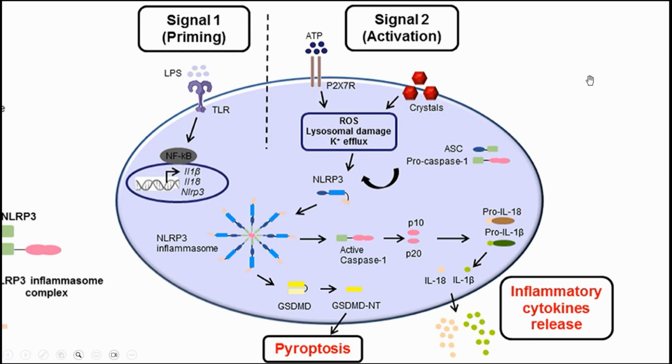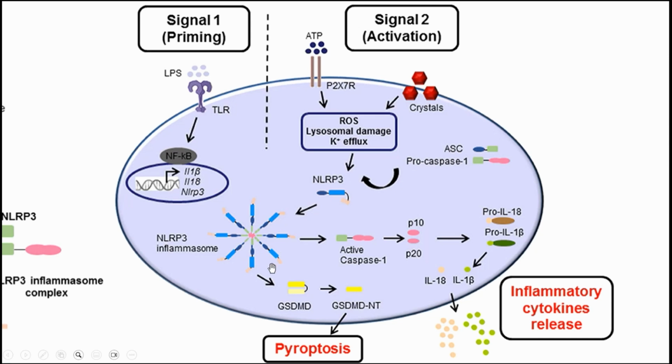So for NLRP3, this activation involves two signals. A first signal where you have an increase in the expression of the sensor domain and of pro-IL-1 beta and pro-IL-18. And then you have a second signal that is called the activation signal that leads to the assembly of the complex. And as you can see here, there are a lot of things that can induce activation of this inflammasome, such as potassium efflux from the cell, lysosomal damage that releases cathepsin B, and the increase in reactive oxygen species. So all this can activate the inflammasome and indeed lead to the formation of the complex.